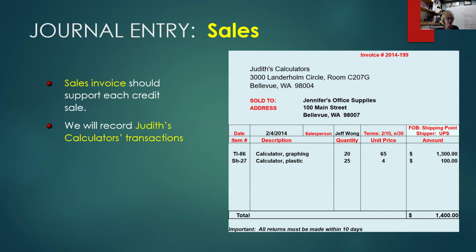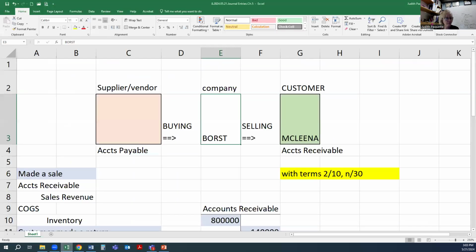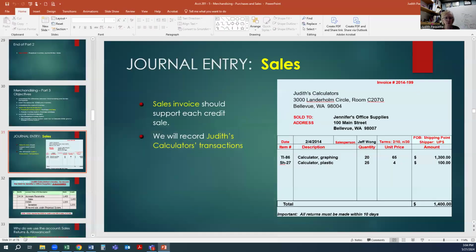We have been doing, let me write this up. So in this example, Jennifer was buying from Judith. We did Jennifer's books, the buying transactions, which means we were doing accounts payable. But now we're looking at it from the point of view of Judith. And so Judith is selling to Jennifer, which means on Judith's books, it's going to be accounts receivable. Okay. All right.